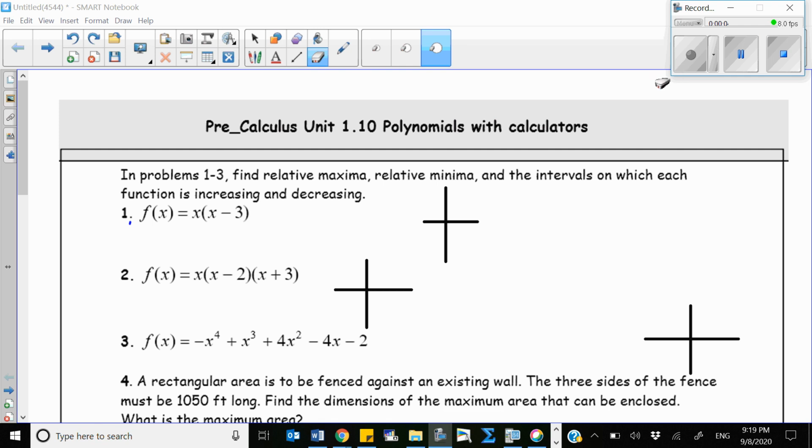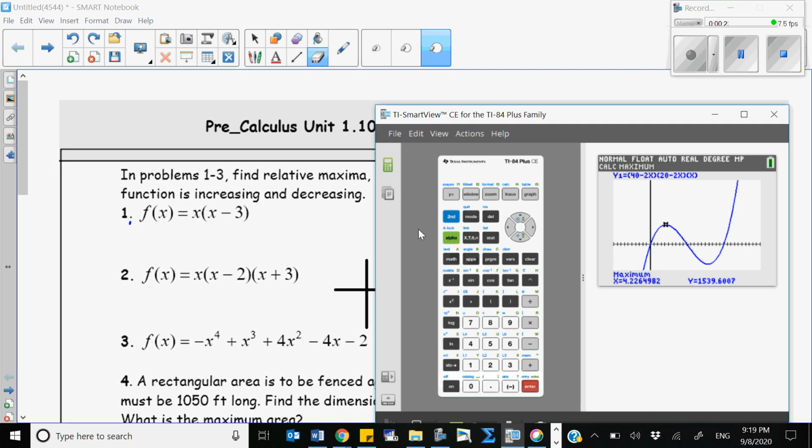Hi everyone. We're going to work on 1.10 polynomials with calculators today. We have three problems, three different functions, and we want to find relative maxima, minima, and intervals on which the function is increasing or decreasing. So I'm going to use my calculator here.